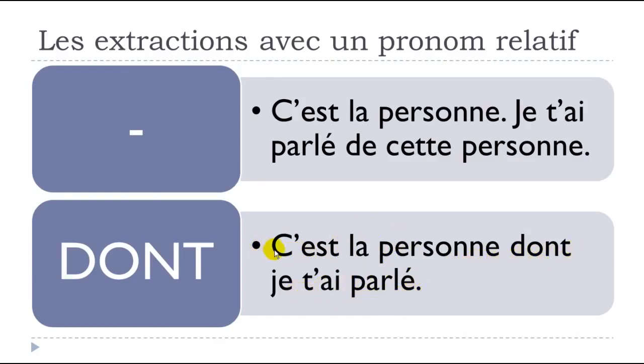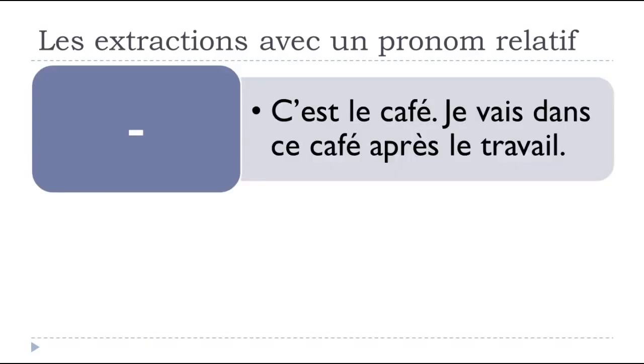As we saw previously, you rewrite the first sentence, c'est la personne, then you put dont, your pronom relatif, and then you continue your sentence without, of course, rewriting de cette personne, because you've replaced it by dont. So you get a quite short sentence here. C'est la personne dont je t'ai parlé. And let's see one more example.